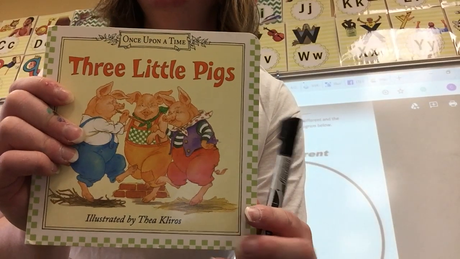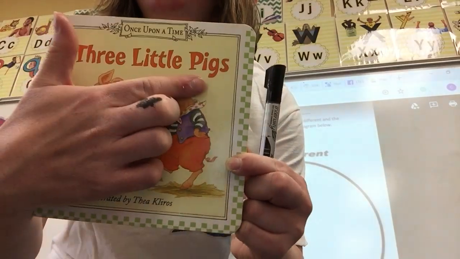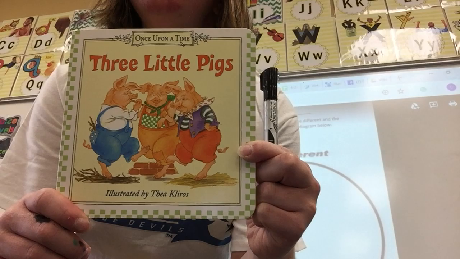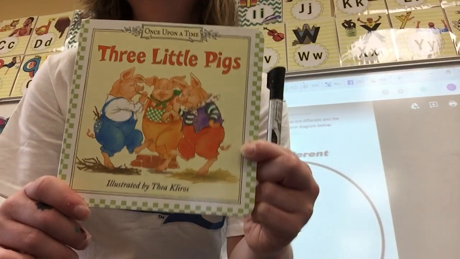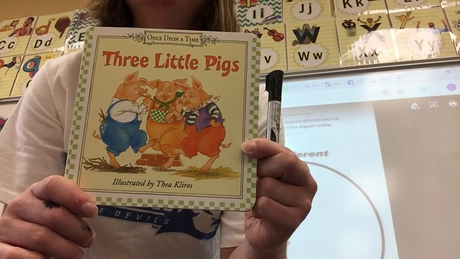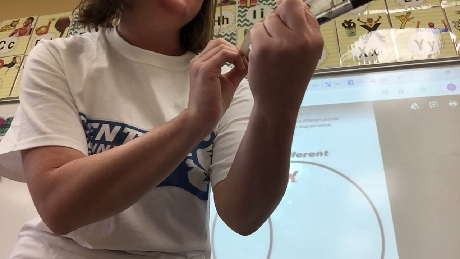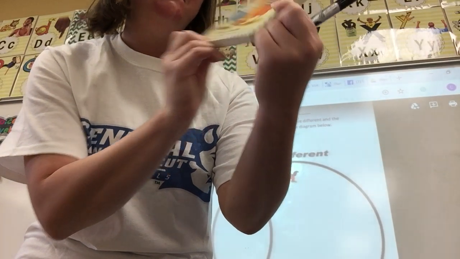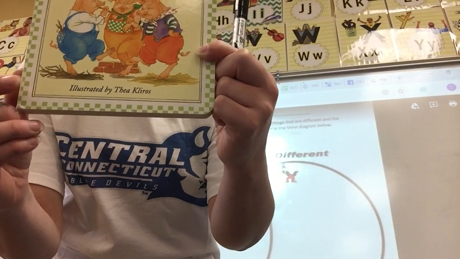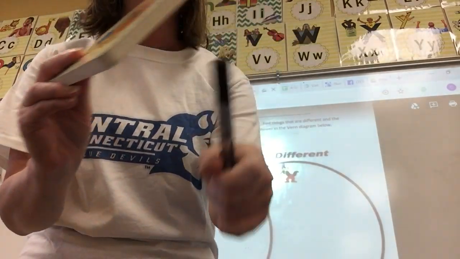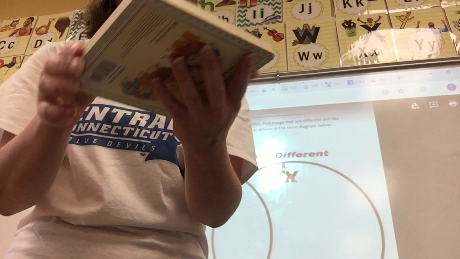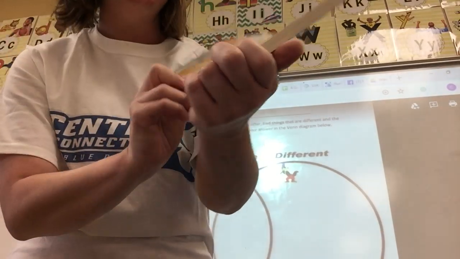So again, the book is called Three Little Pigs. And it doesn't have an author because this book has been told many times. But it does have an illustrator. And the illustrator is Thea Kalairos. That means that she drew all the pictures. So we're going to open up this book and see what happens.